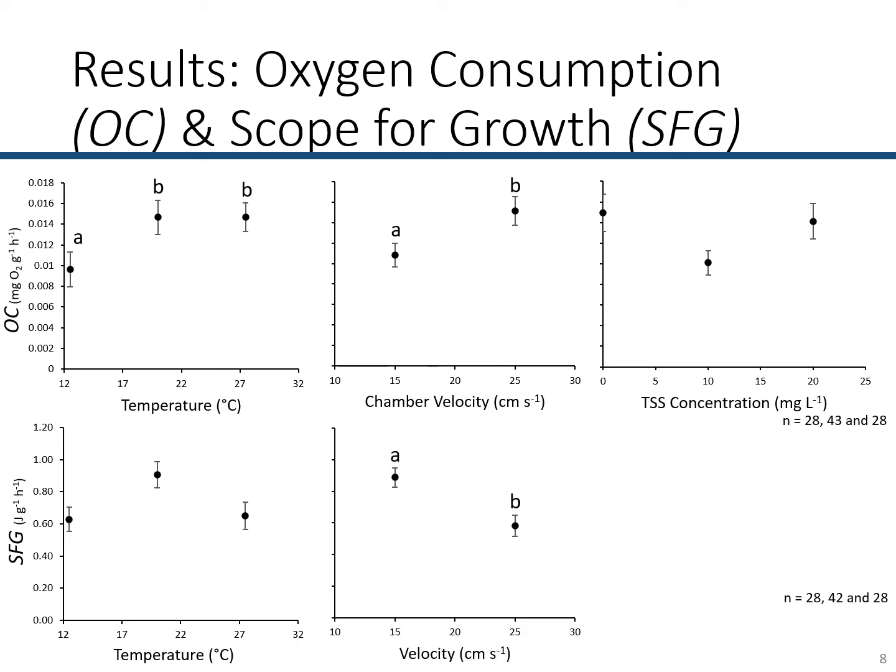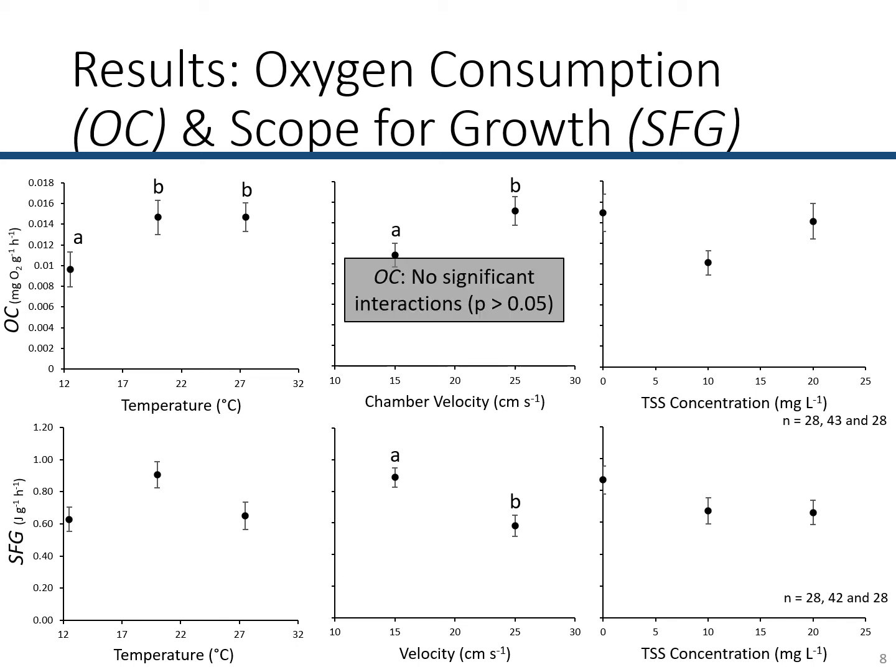Next, it decreased significantly from 15 to 25 centimeters per second. And finally, while it wasn't statistically significant, it appeared to decrease from 0 to 10 milligrams per liter TSS and plateau thereafter. In the case of the oxygen consumption model, no significant interactions were found in the split plot ANOVA, as well as in the scope for growth model. So I didn't go into any further analyses regarding any presence or absence of multiplicative or additive effects.